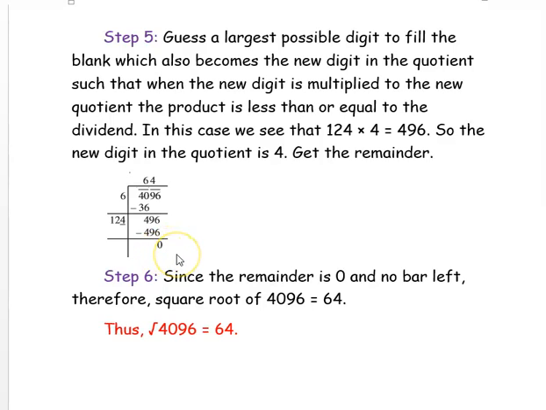Since the remainder is 0 and there is no bar left, we can conclude that the square root of 4096 is 64. Thus the square root of 4096 is 64.